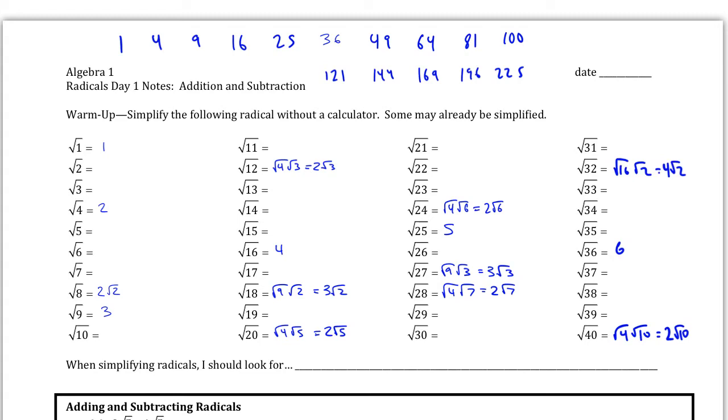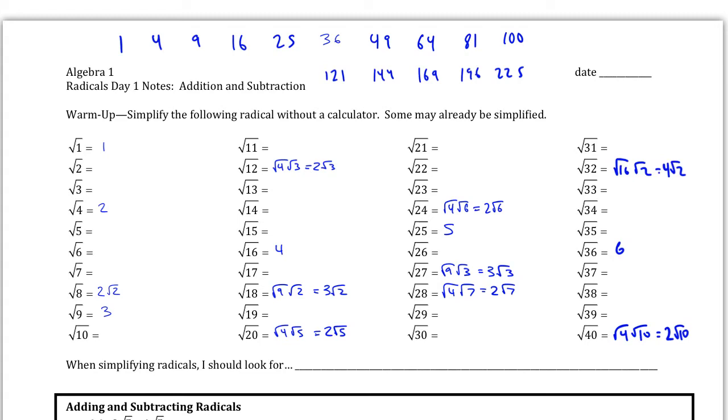All right, see how you did here. You should have root 12 is 2 root 3, root 16 is 4, and I'm not going to read all these off, but you can pause the video and check your answers here. Ones you might have missed, like root 27, root 28.